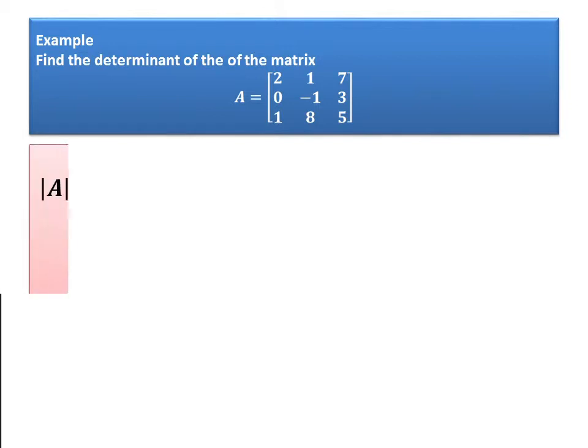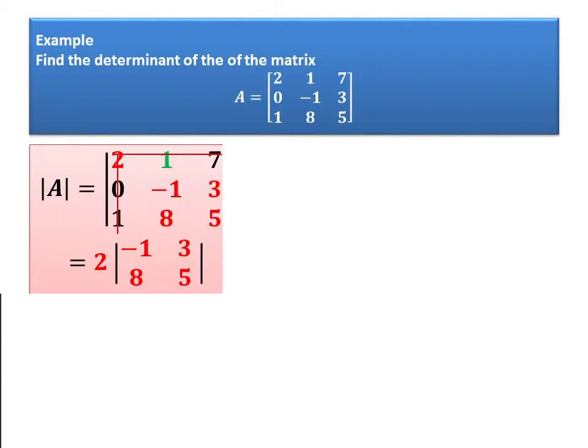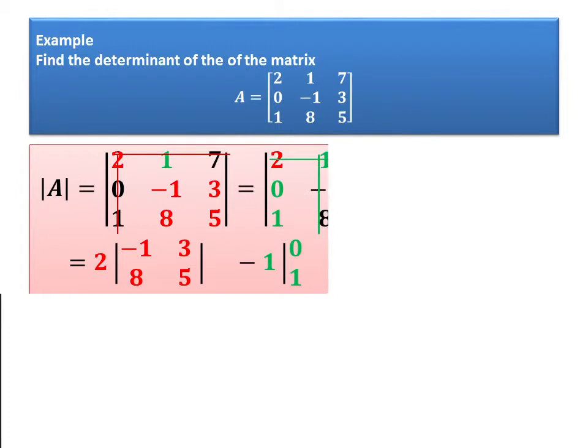So we proceed again in the same way we did in the last slide. I take the first element, I cancel its row and its column, and I take it multiplied by the determinant of the remaining elements written in red. So here we have the 2 in red. I cancel the row of the 2 and the column of the 2, and I'm left with -1, 3, 8, 5. And then I move to the 1, which is written in front of us in green, and I cancel the row of the 1 and the column of the 1, and I'm left with the elements of a 2 by 2 matrix: 0, 3, 1, 5.